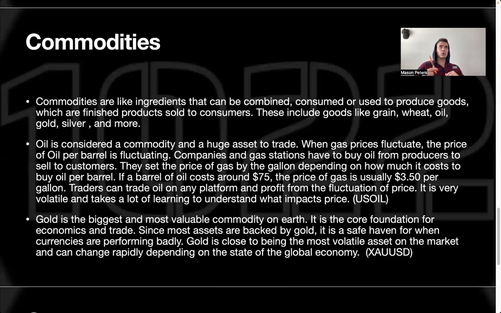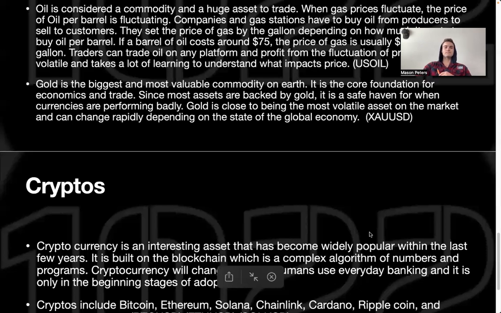Gold. Man, me and gold have an interesting relationship. It's one of the most valuable commodities on earth, clearly. It's the core foundation for economics and trade. Most of the assets are backed by gold, except for the US dollar. The US dollar is no longer backed by gold, so gold is a safe haven for investors when currencies and stocks are performing badly. It is one of the most volatile assets on the market and rapidly changes depending on the global economy. Gold is characterized as XAU/USD, so the US dollar is the pegged currency.